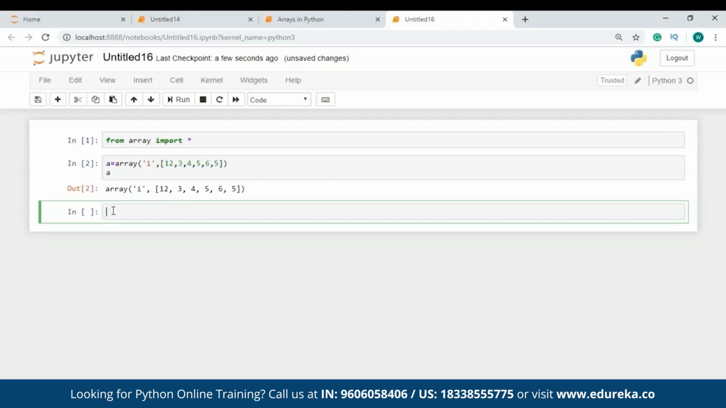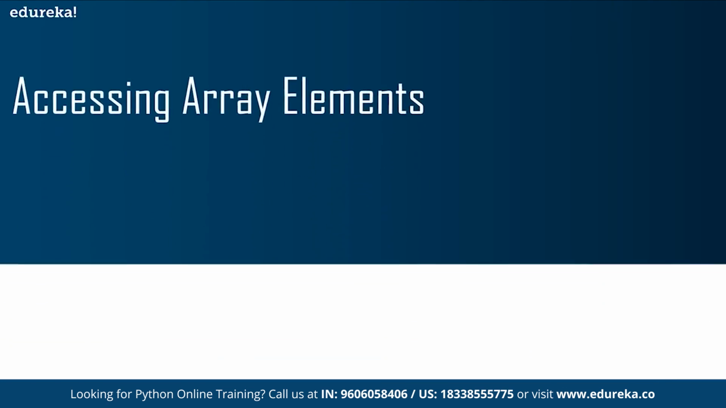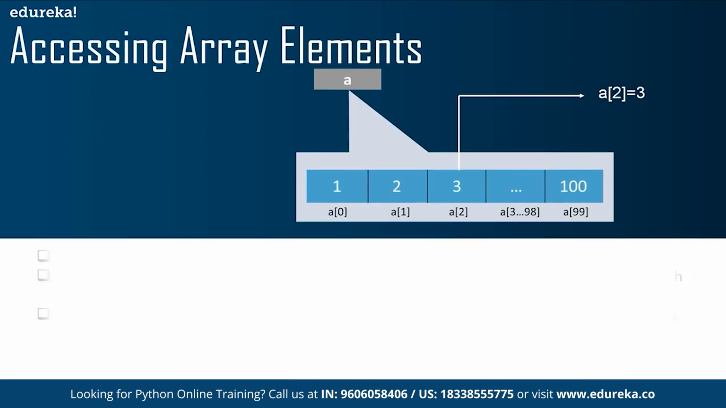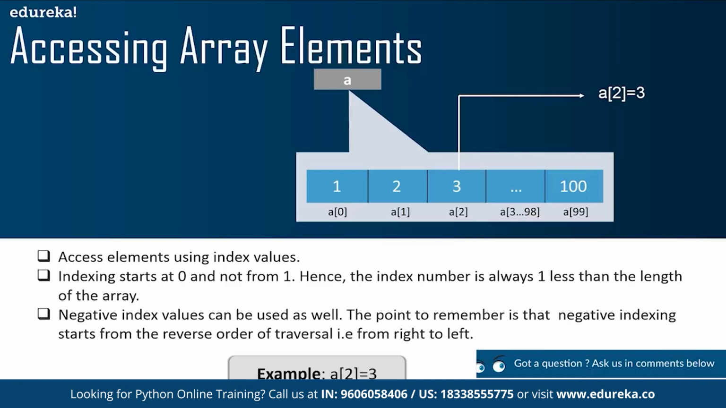Okay, so now let's get back to our presentation. Our next topic for this session is accessing array elements. To access array elements, you'll have to make use of the index values. Each index value holds a unique element. Like I've told you before, indexing starts from 0 and not from 1. So therefore, A of 0 holds 1, A of 1 holds 2, and so on. This is the normal traversal order which starts from the left-hand side and moves towards the right-hand side.